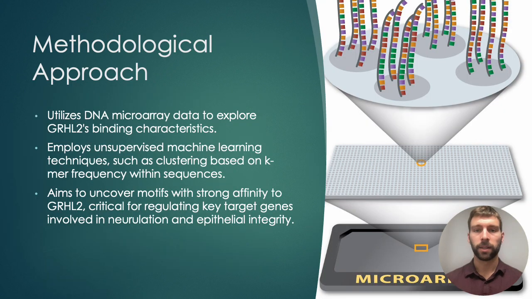Here, I start with raw DNA microarray data to investigate the protein's binding characteristics across diverse DNA sequences. Utilizing unsupervised machine learning techniques, such as clustering based on k-mer frequency within sequences, I hope to uncover motifs with strong affinity to GRHL2. This approach facilitates the identification of potent protein binding sites crucial for regulating key target genes involved in neurulation and epithelial integrity, providing valuable insights into the protein's mediated gene regulation mechanisms.